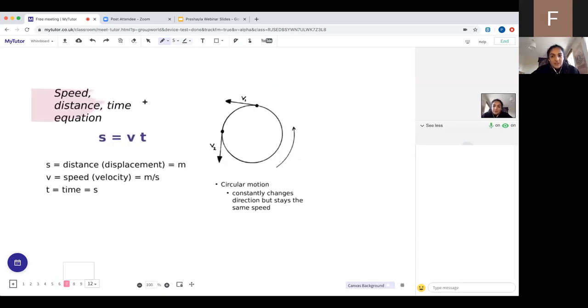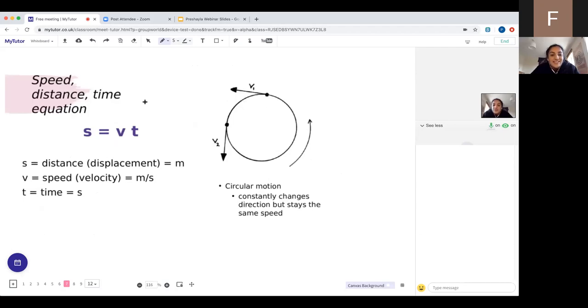Then we move on to speed, distance, time equations. So S equals VT. And we talked about how this equation is quite annoying because of the letters that it uses. S equals VT is confusing because S, you think, oh, S stands for speed. Then you come to V and you think, well, what's V? Well, V is actually velocity. So S is not speed anymore, S is distance. Okay, S is distance because S is displacement.